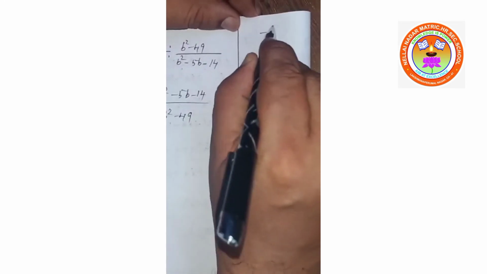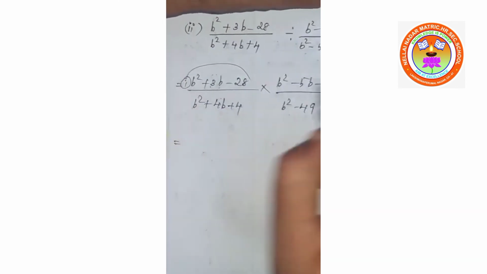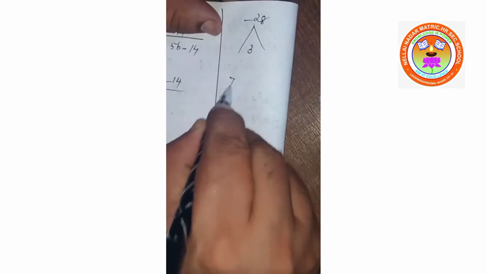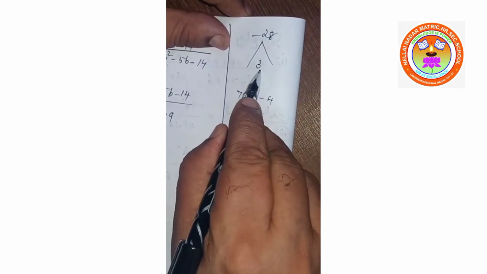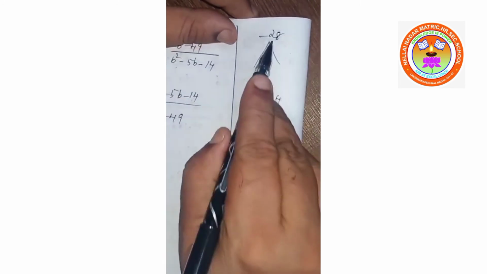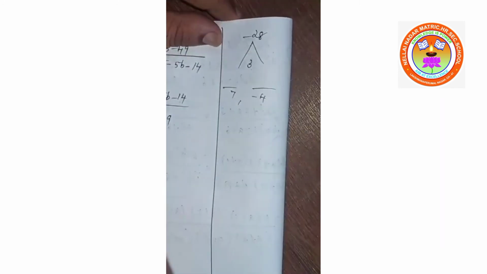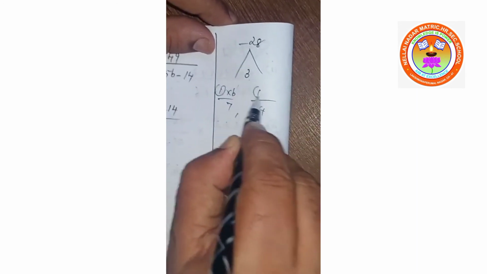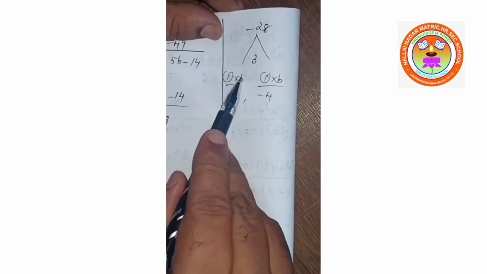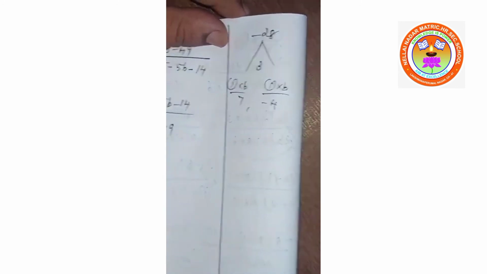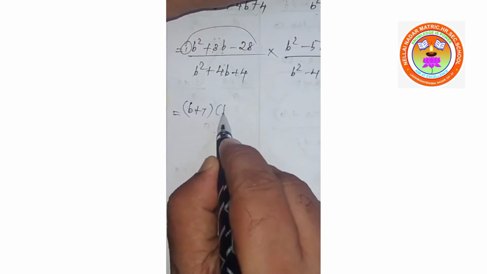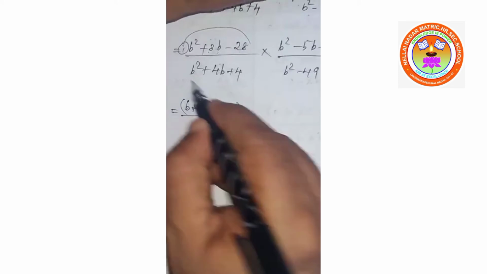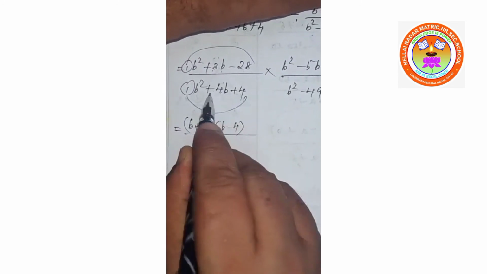1 into minus 28 is minus 28. And the coefficient of b, that is equal to 3. The two numbers are 7 and minus 4. 7 minus 4 equals 3. 7 into minus 4 equals minus 28. Here the coefficient of b squared equals 1. What is the variable here? B. So 1 into b. Here also 1 into b. So 1 into b, b plus 7. 1 into b, b minus 4. B plus 7 into b minus 4 divided by 1 into 4, 4.